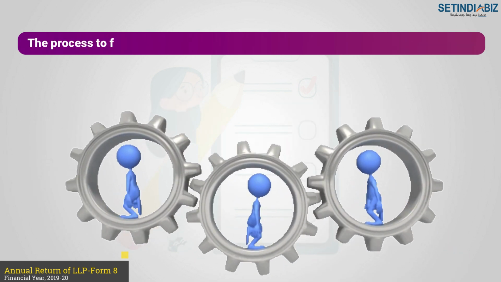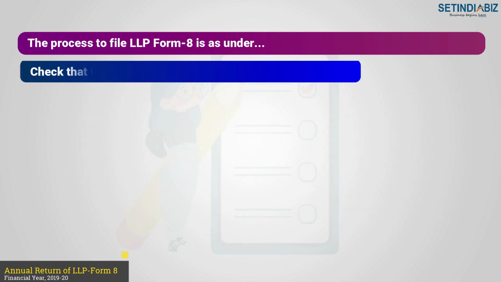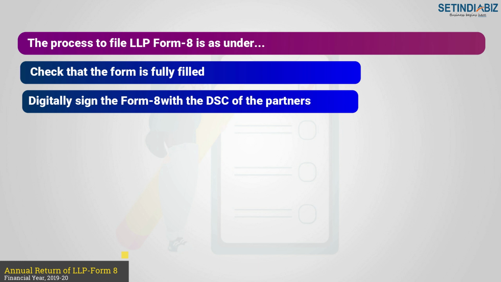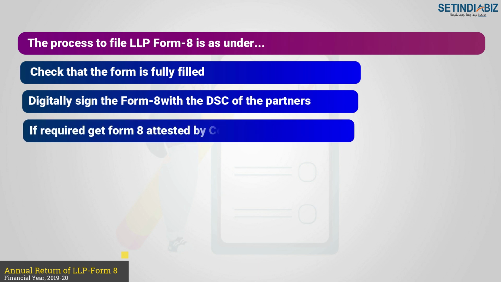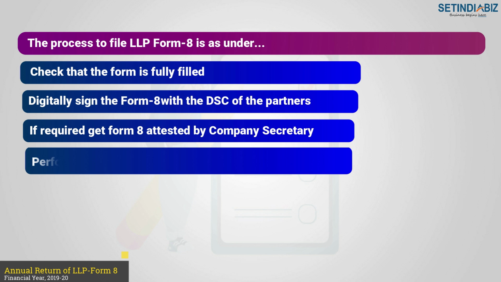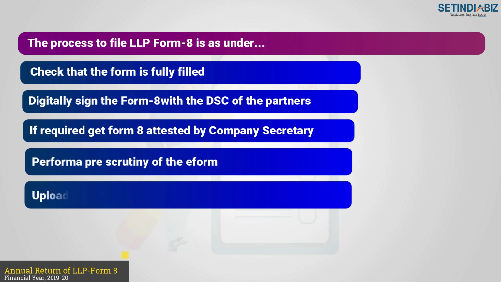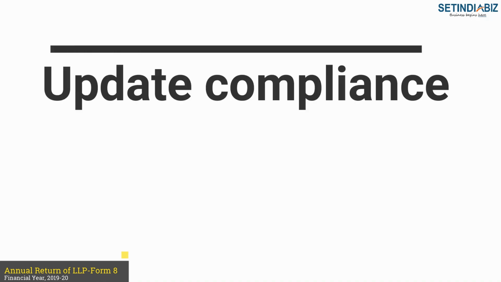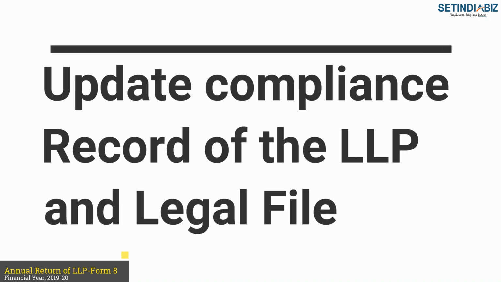The process to file LLP Form 8 is as under. Check that the form is fully filled. Digitally sign the Form 8 with the DSC of the partners. If required, get Form 8 attested by Company Secretary. Perform a pre-scrutiny of the e-form. Upload the form at MCA portal. Pay the ROC fee. Update compliance record of the LLP and legal file.